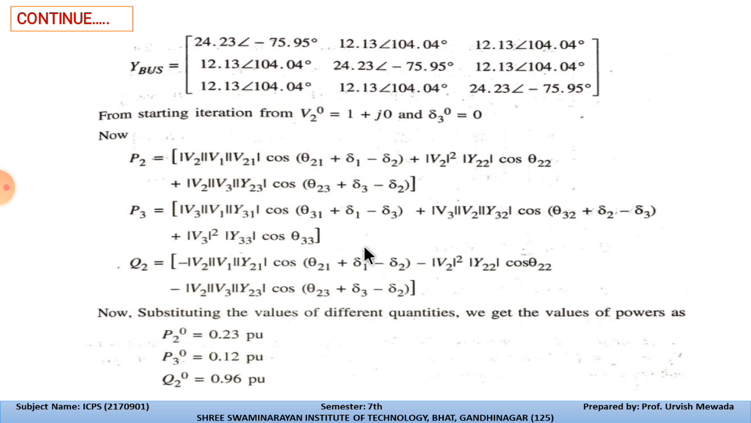And for the Q3 we have the equation, that is the value that we have used over here. The only difference is we put the minus over here. And after that, now substituting the value of different quantities, we get the values of powers as P2 raised to 0 is equal to 0.23 by putting this value, and P3 raised to 0 is equal to 0.12, and Q2 raised to 0 will be 0.96 pu.